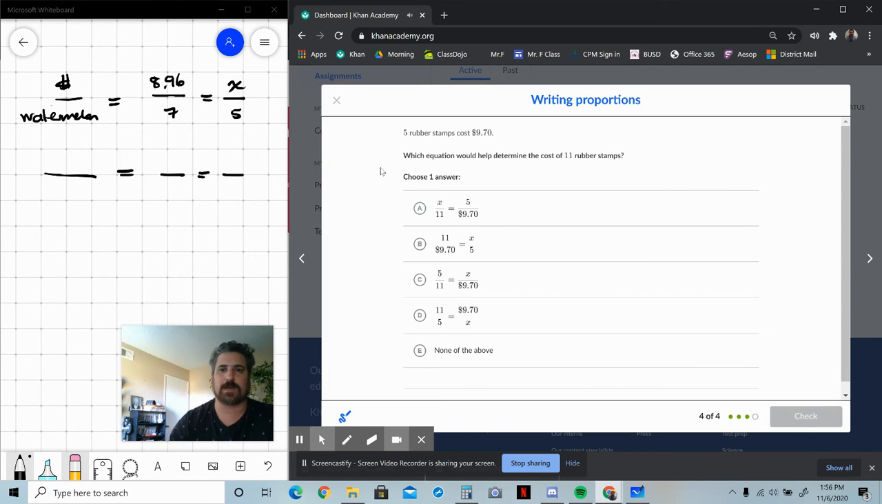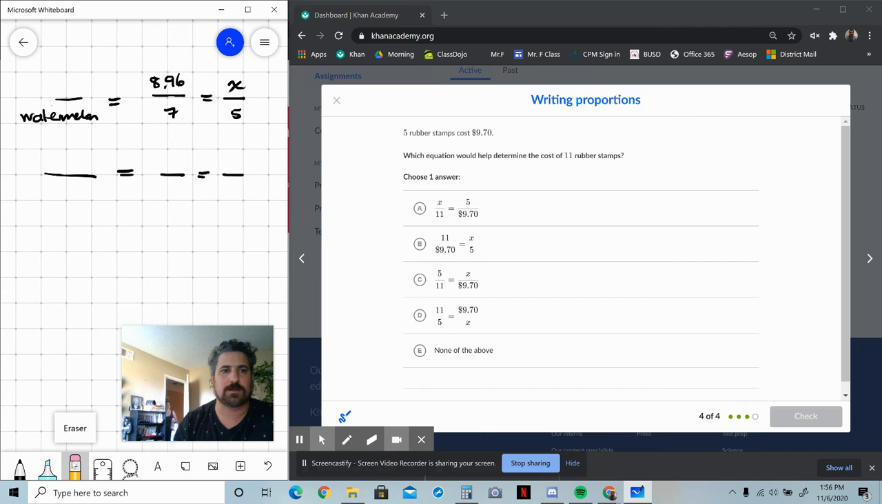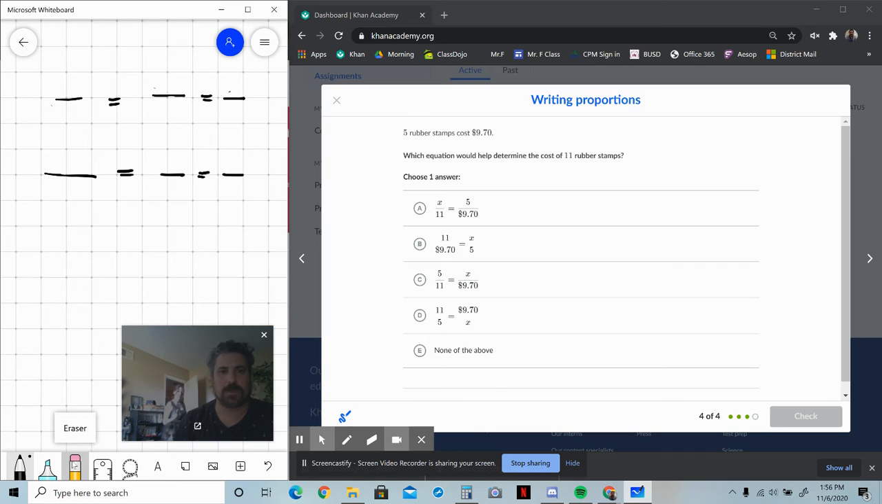Okay, the last one we got is rubber stamps to dollars. So in rubber stamps to dollars, we're going to set this up with dollars on top and rubber stamps on bottom. And so I'm going to set that up that way. And so we've got the stamps on top. We got the dollars on bottom.